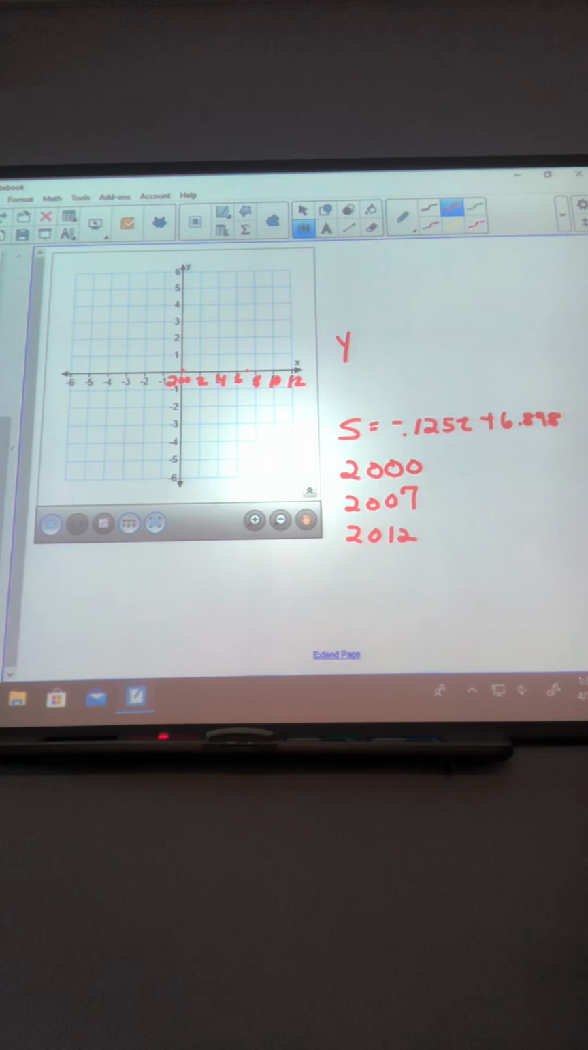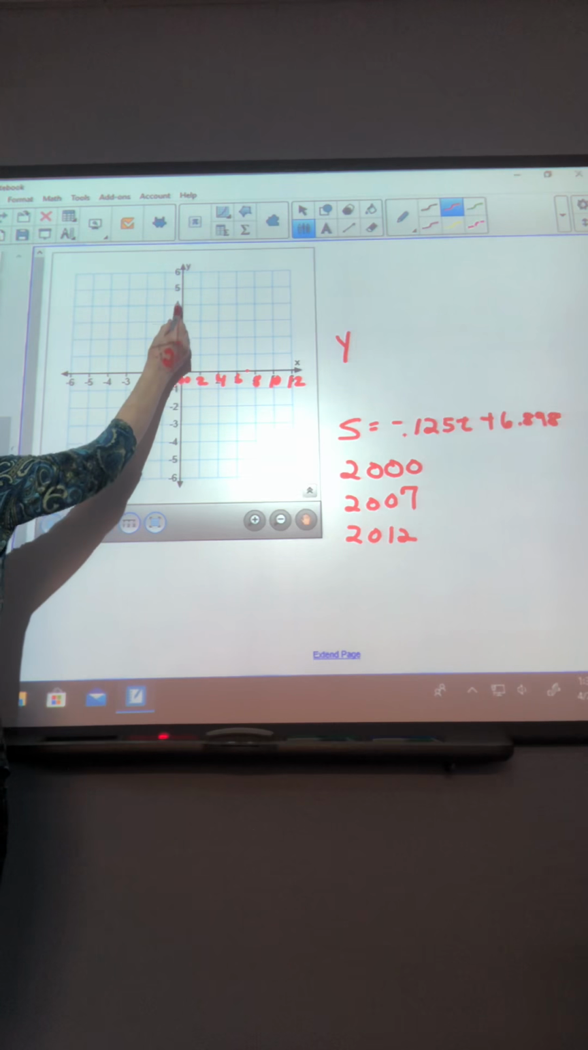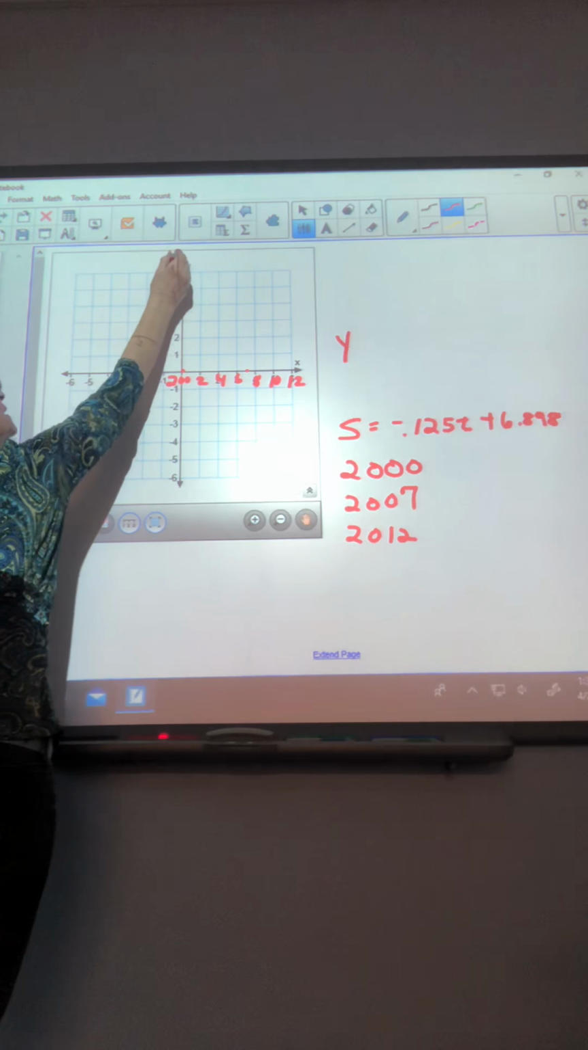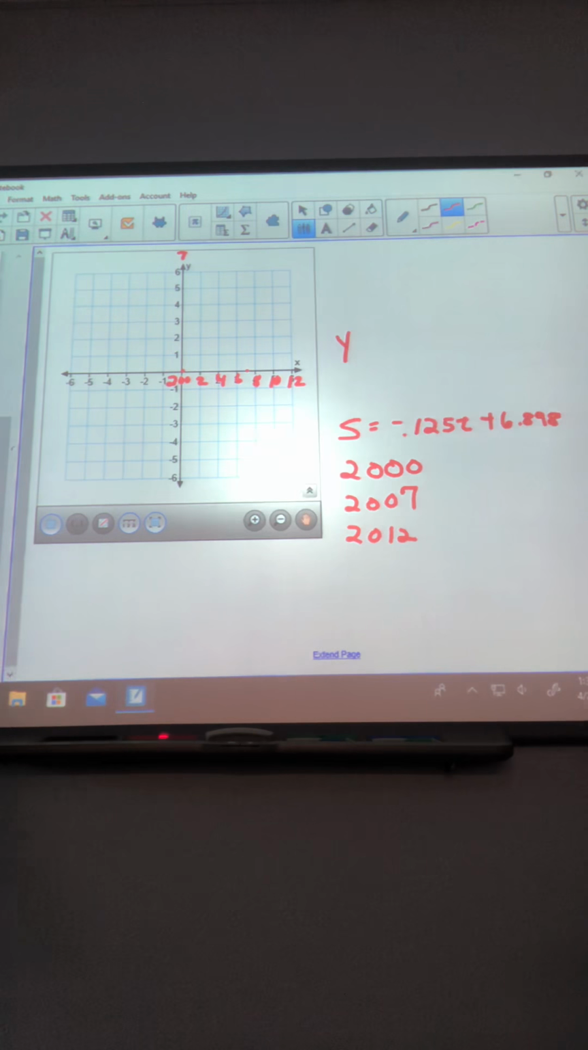Okay. And then going on the y-axis, it's millions of dollars. And this one will be really easy. This is going to be 1 million, 2 million, 3 million, 4 million, 5 million, 6 million. I think we're going to need that 7 million, so I'm going to write it up at the top.